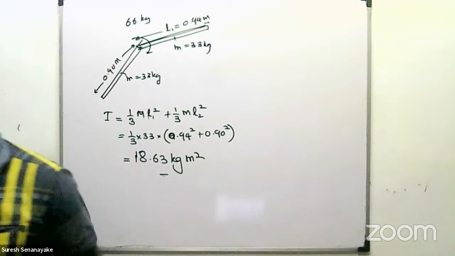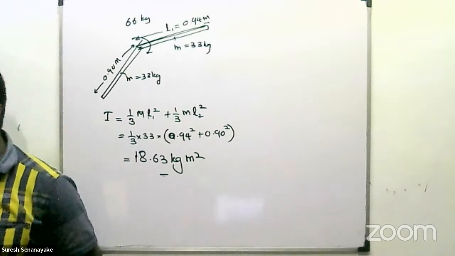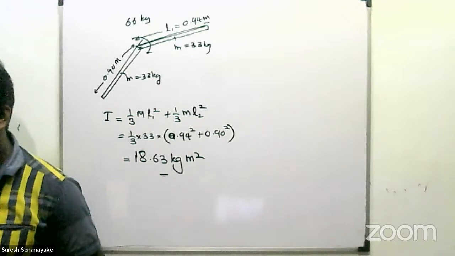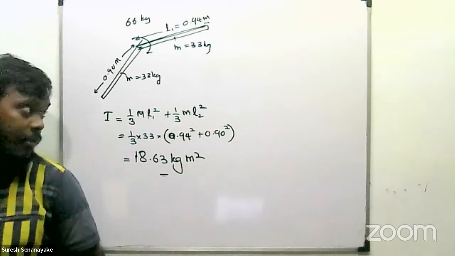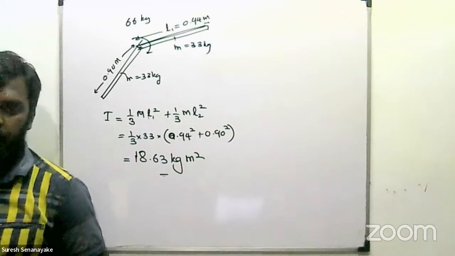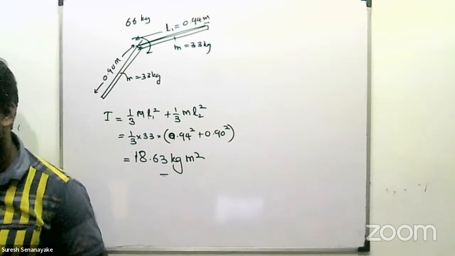Okay, then the diver's true moment of inertia about the point G is given, right? It is found to be 10.24. So actually we calculated 18.63, but the actual value is 10.25.